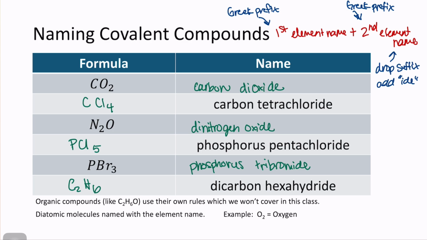Just a quick note about nomenclature of molecules. Organic compounds have their own special set of rules, which we do not cover in this class. So my expectation is that you name all molecules in the way that we have learned in this class. Diatomic molecules, or diatomic elements rather, are named with the element names. So things like O2, Cl2, H2, those are all just their element name. So O2 would be oxygen.